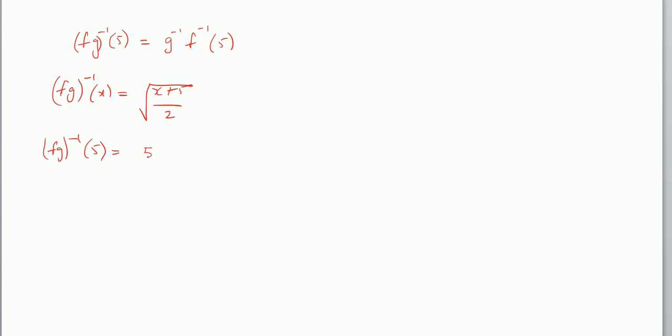So we get 5 plus 5 over 2, which will be equal to 10 over 2, which is equal to 5. So therefore, on the left hand side, that'll be equal to square root of 5. When I say the left hand side, I mean when I work this out, I'm getting square root of 5.